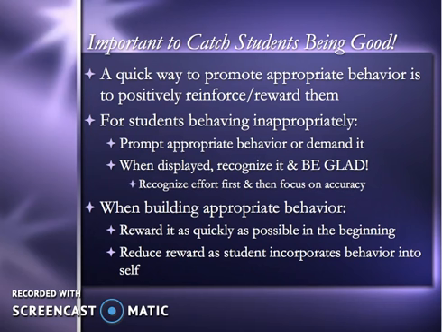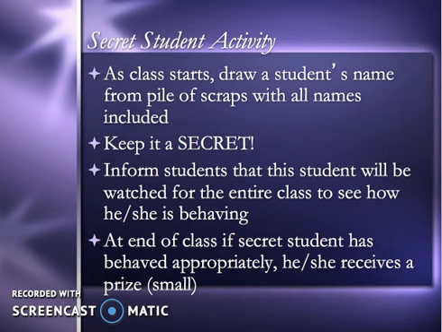And when those people correct it, some adults, when a student has been doing something incorrectly and then does it correctly, still talk about what they were doing incorrectly. Just point out what was done correctly. Say, yes, that is right. Recognize the effort first and then their accuracy. And when building appropriate behavior, reward it as quickly as possible. But as the student incorporates that behavior into self, don't just flood them with rewards. Once they get it and they're doing it, it requires less attention from you. It's just more the expected behavior at that point.